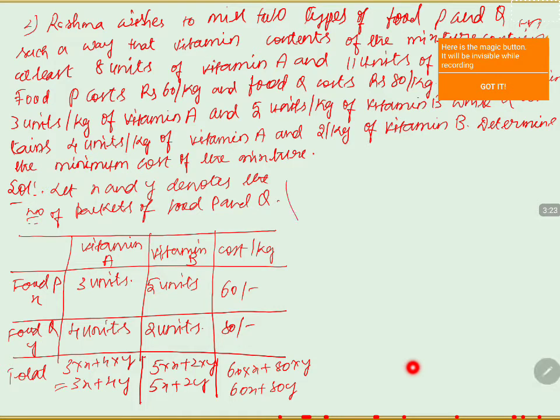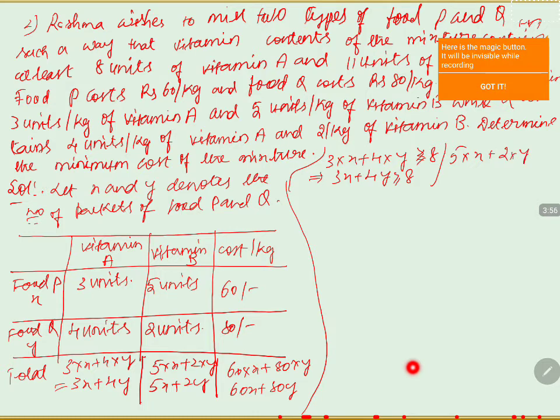Similarly, continuing, coming to foods P and Q for vitamin A, it is 3 units into x, so 3 into x plus 4 into y, and at least we have to use 8 units, so we'll write greater than or equal to. This becomes 3x plus 4y greater than or equal to 8. Similarly for vitamin B, we write 5 into x plus 2 into y. Minimum we have to use 11 units, so greater than or equal to 11. Therefore, 5x plus 2y is greater than or equal to 11.